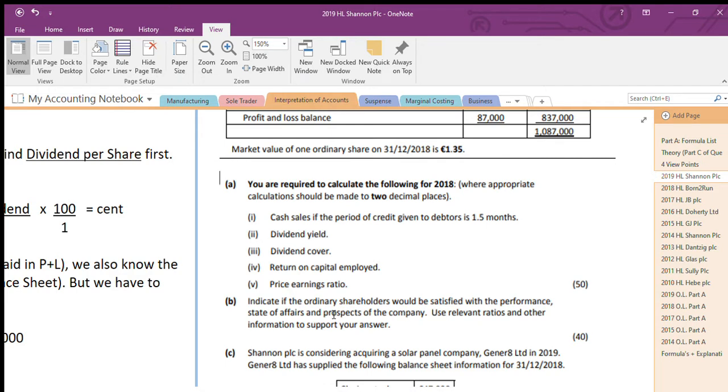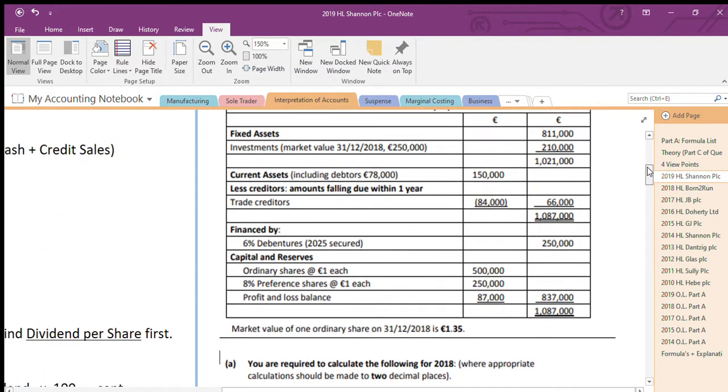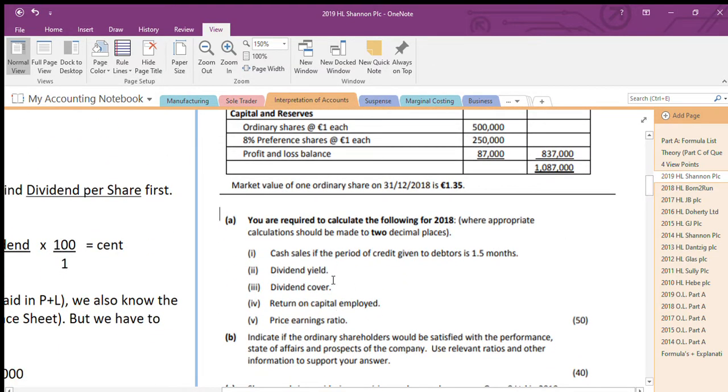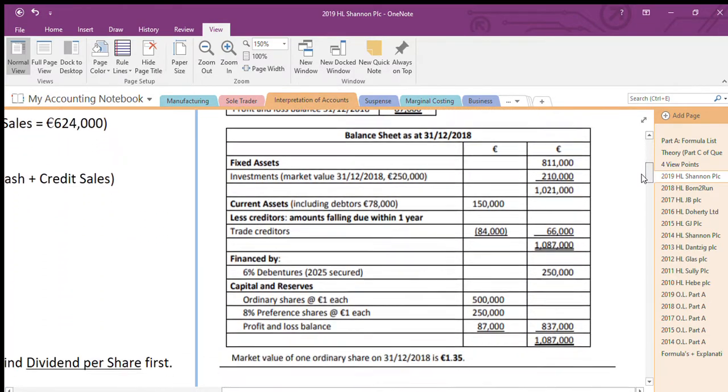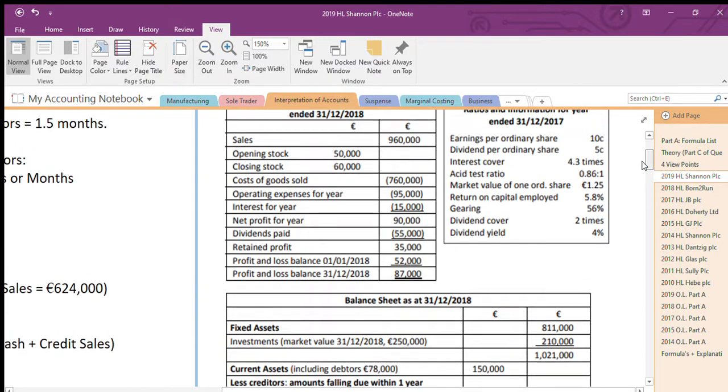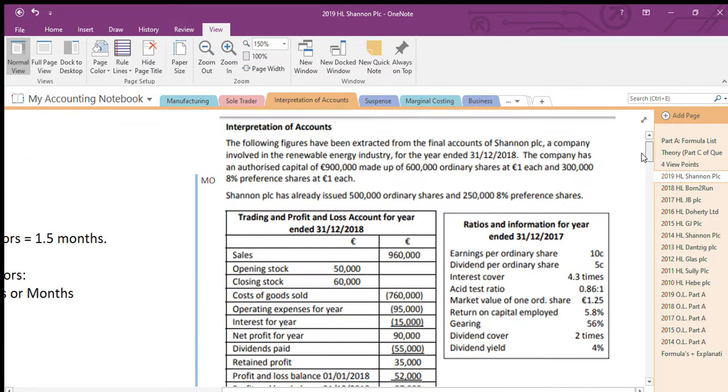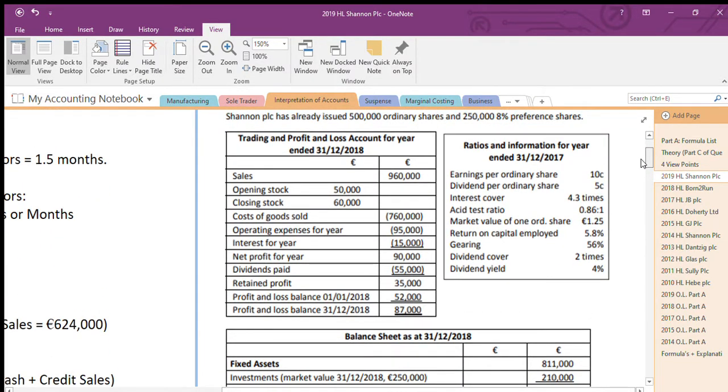Basically, what you're going to do is assess how the company is doing based on some of the calculations here and some other formulas that you'll need to calculate using figures from the question. And you're going to compare how the company is doing this year, in this case from 2018, versus last year.